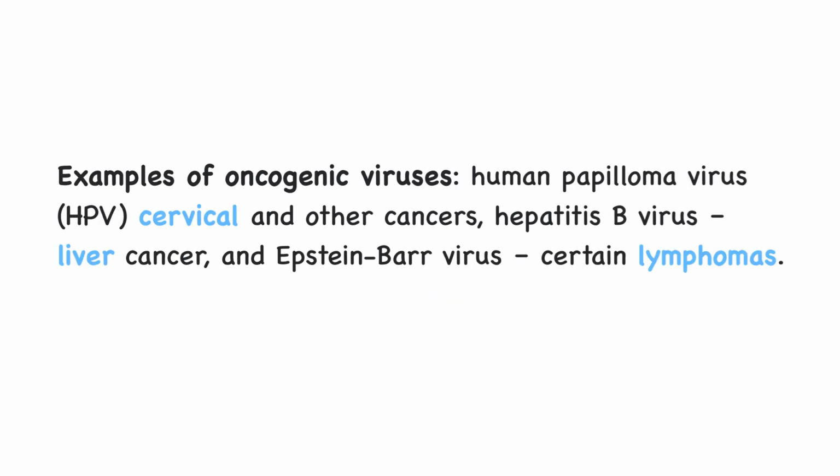Examples of oncogenic viruses include human papillomavirus, HPV, which is linked to cervical and other cancers, hepatitis B virus, which is associated with liver cancer, and Epstein-Barr virus, which is linked to certain lymphomas.